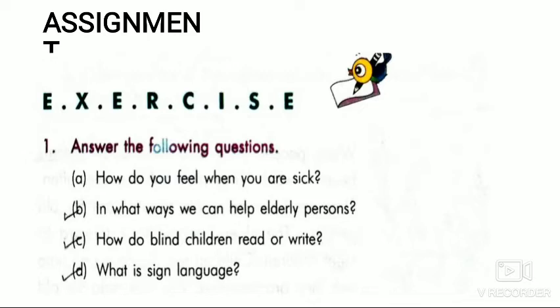In what ways can we help elderly persons? There are 4 points given in the slide which we have already discussed. You can write them down. How do blind children read or write? Blind children read or write with the help of the Braille script. What is a sign language? We already discussed. You can write directly from the slide again.